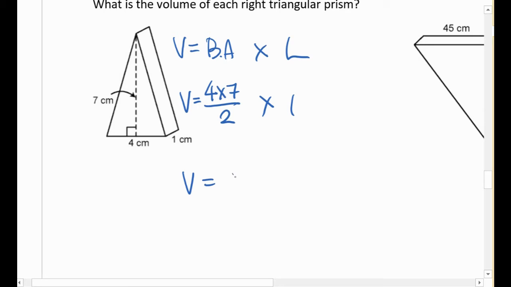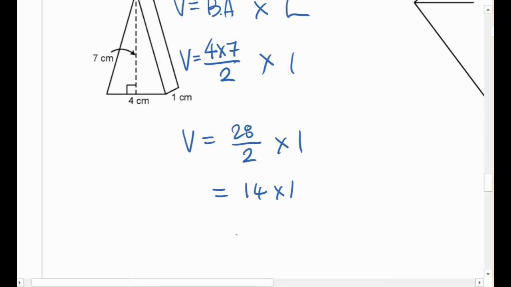4 times 7, 28, divided by 2, times 1. Then 28 divided by 2 is 14, times 1. And that is 14 cubic centimeters. So don't forget to put the unit. Since you're multiplying centimeters 3 times, the unit should be cubic centimeters.